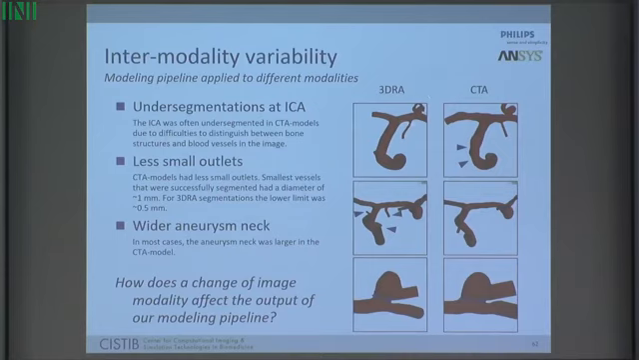We also looked into the influence of imaging modalities. So what happens if you do these models from three-dimensional rotational angiography, which is what you normally do once you have the patient in the operating theater, but also what happens if you do it with CT angiography, which is something you do preoperatively, because this has lower resolution, so you also miss some of the smaller vessels. You have wider necks because you're close to the imaging resolution there.